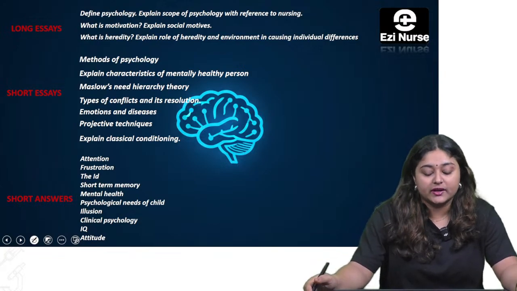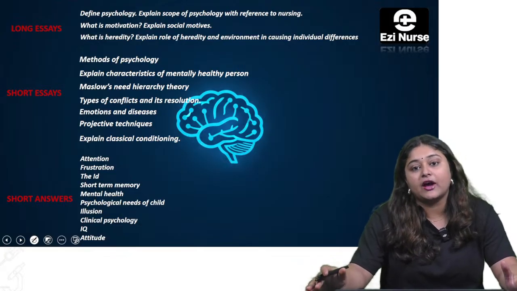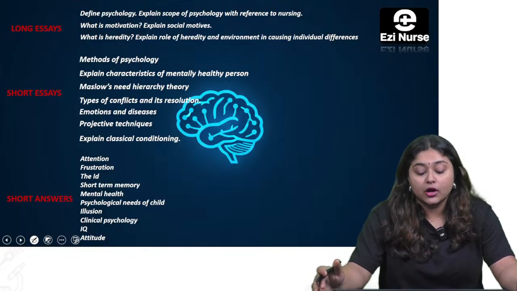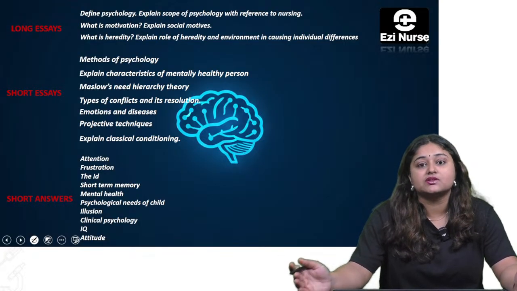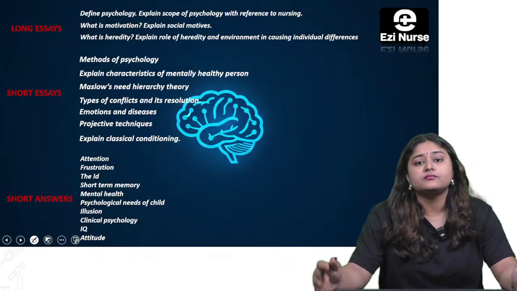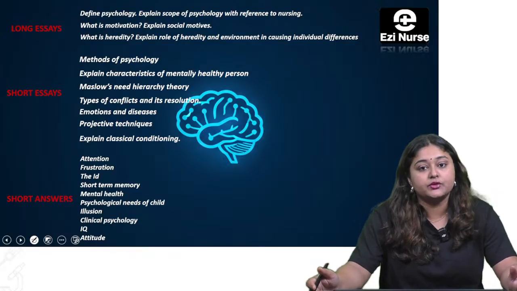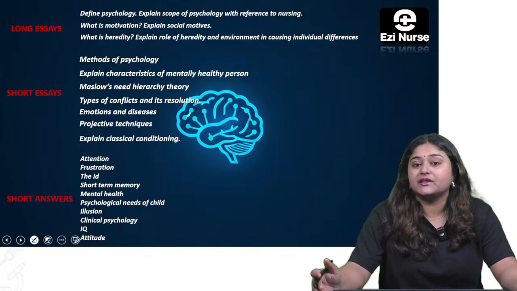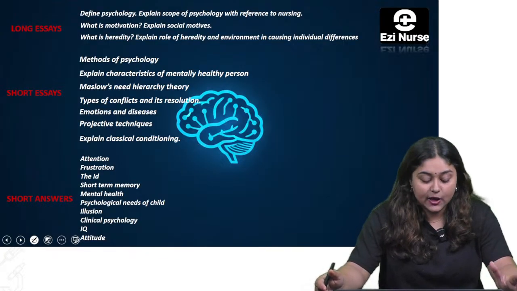Next, come to the short essay. The short essay should be 7, so you have to write 7 only. 5 into 7 is equal to 35 marks you have to write from the short essay. In this I put methods of psychology, explain the characteristics of a mentally healthy person, Maslow's need hierarchy theory, types of conflict and its resolution, emotions and disease. Next, projective technique, and explain classical conditioning. So these are all the important short essays I have put here.